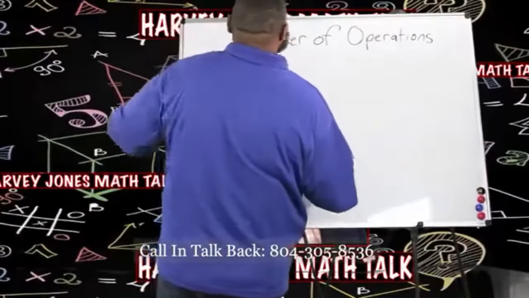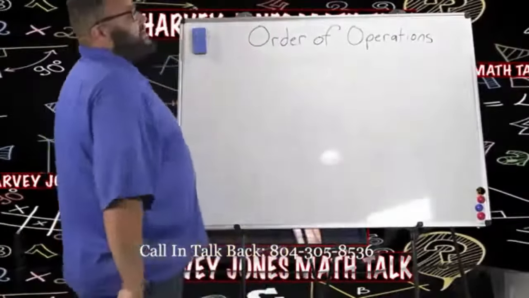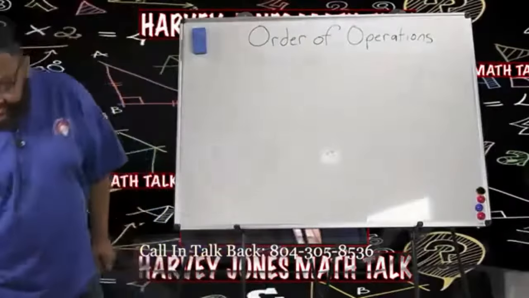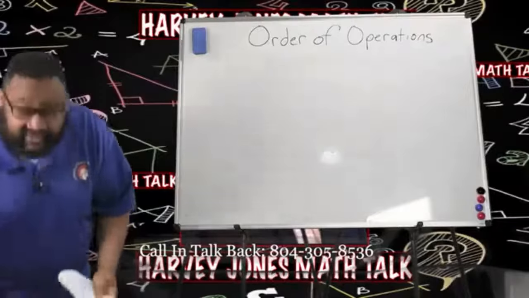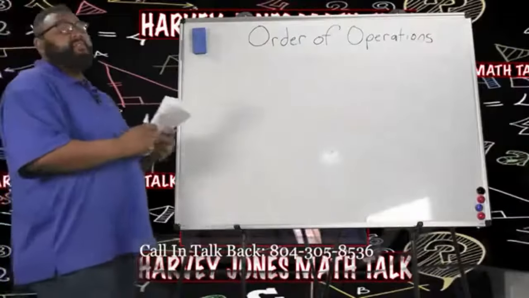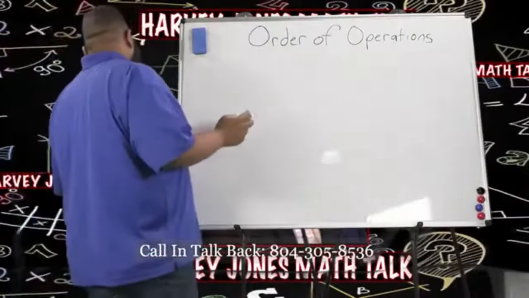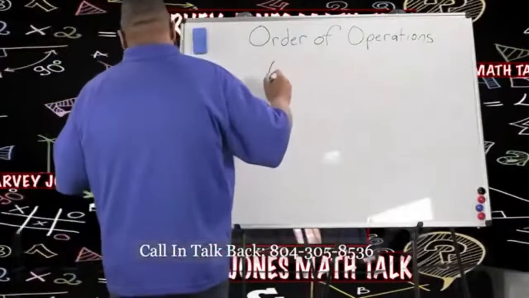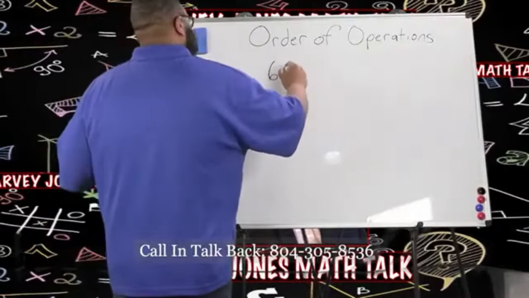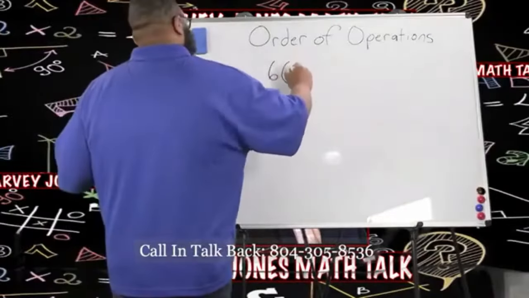All right, now, something weird's about to happen, okay? Something really weird is about to happen. I don't want you to get upset or nothing. All right, but watch this. Here we go. That's 6. There's my bracket right there.